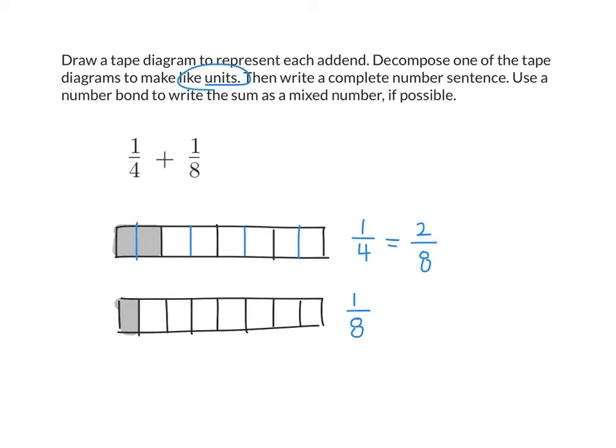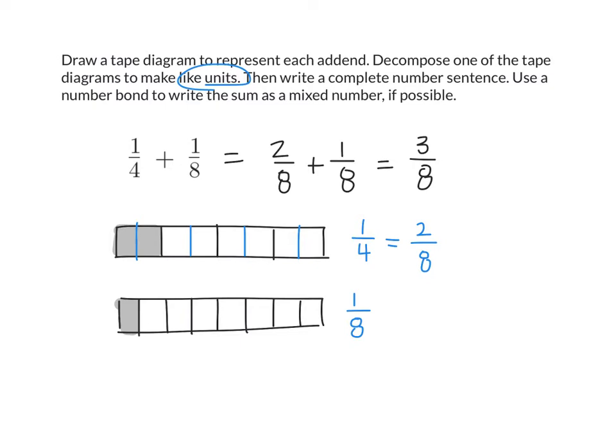What are my like units? What are my like units? Eighths. So then it says to write a complete number sentence. Well, 1/4 plus 1/8, I know now that 1/4 is the same as 2/8, right? So instead of 1/4, I can write 2/8 plus 1/8. And how many eighths do I have altogether? 3/8. Don't forget that a complete number sentence has the equal sign and the answer at the end.